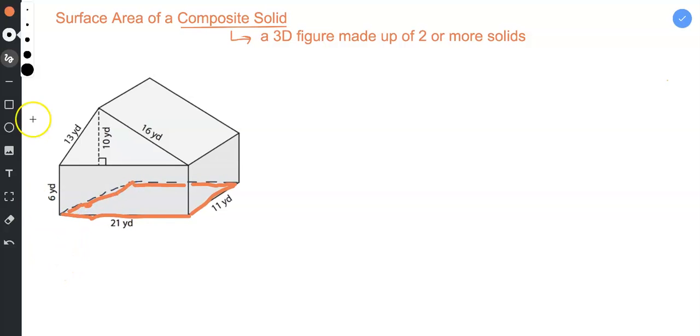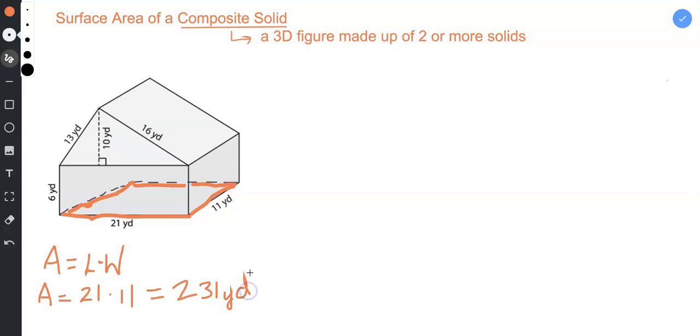And then I'm going to record the formula for the area of a rectangle. Area is equal to length multiplied by width. The length is 21 yards, and the width is 11 yards. And I'm going to use a calculator for this. So 21 multiplied by 11, we get an area of 231 square yards for that base.